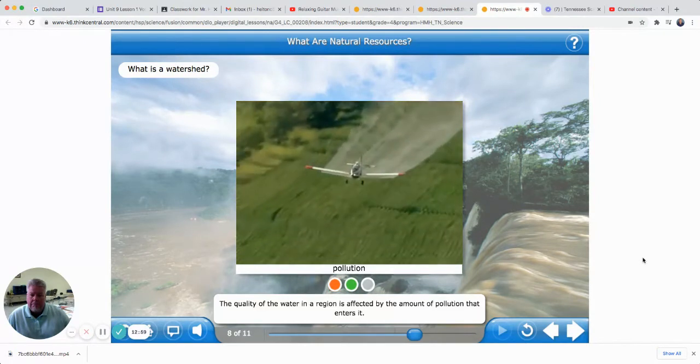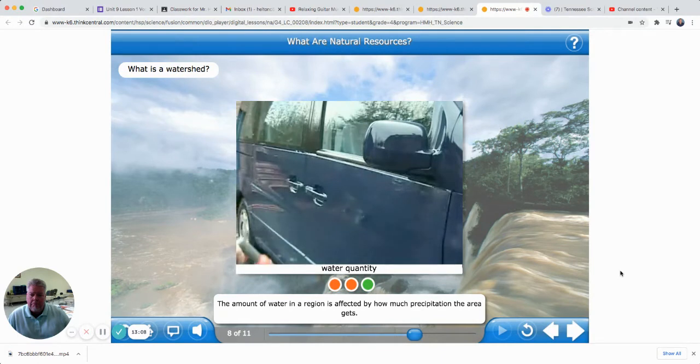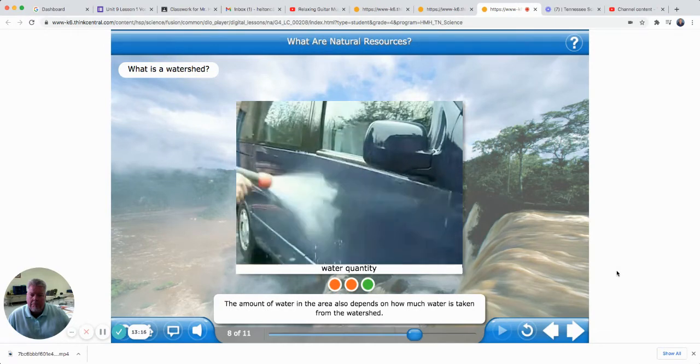The quality of water in a region is affected by the amount of pollution that enters it. The amount of water in a region is affected by how much precipitation the area gets. The amount of water in the area also depends on how much water is taken from the watershed.